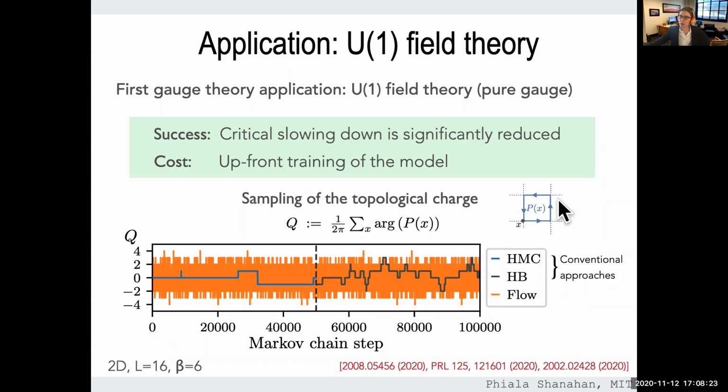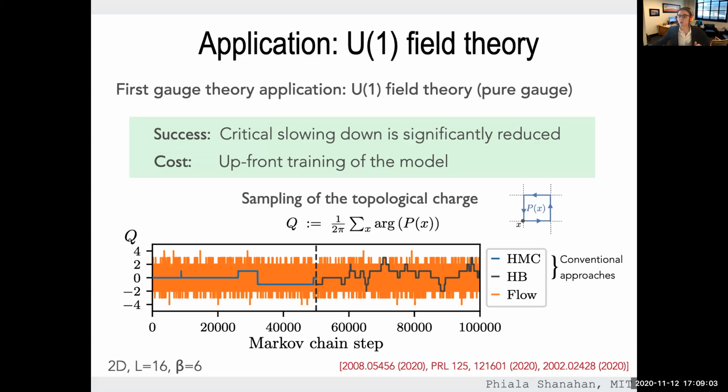So here I'm showing sampling of the topological charge, which is the winding number of the gauge field. The Atiyah-Singer index theorem tells us it's quantized, it's a global quantity. And what we see here, on the horizontal axis, the Markov chain step, and on the vertical axis, the topological charge. You can see HMC, hybrid Monte Carlo, one of the conventional approaches, gets very stuck in topological sectors. Similarly, heat bath, another conventional algorithm shown by the gray line, is better, but still very stuck. But the flow-based approach samples very efficiently across this space.